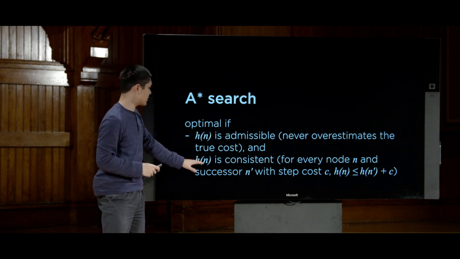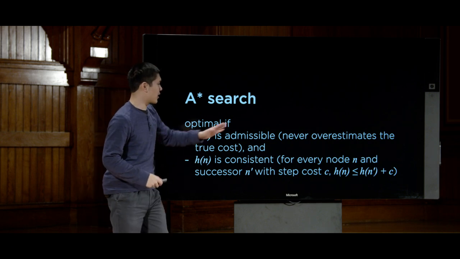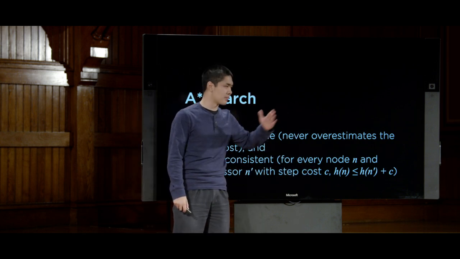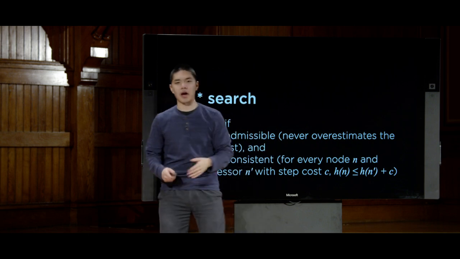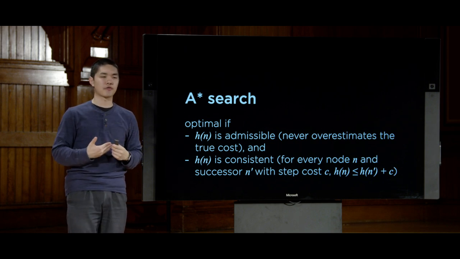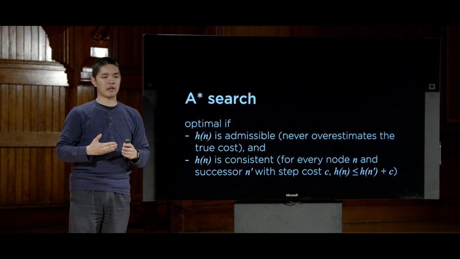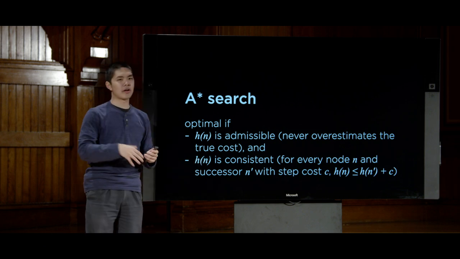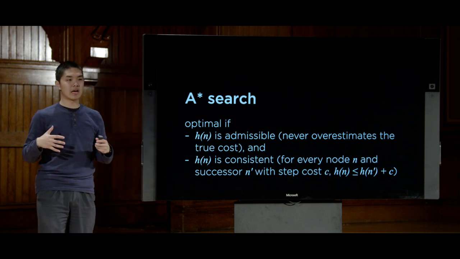And meanwhile, to make a stronger statement, h of n also needs to be consistent. And what does it mean for it to be consistent? Mathematically, it means that for every node, which we'll call n, and successor, the node after me, that I'll call n prime, where it takes a cost of c to make that step, the heuristic value of n needs to be less than or equal to the heuristic value of n prime plus the cost. So it's a lot of math, but in words, what that ultimately means is that if I am here at this state right now, the heuristic value from me to the goal shouldn't be more than the heuristic value of my successor, the next place I could go to, plus however much it would cost me to just make that step from one step to the next step. And so this is just making sure that my heuristic is consistent between all of these steps that I might take. So as long as this is true, then A star search is going to find me an optimal solution.